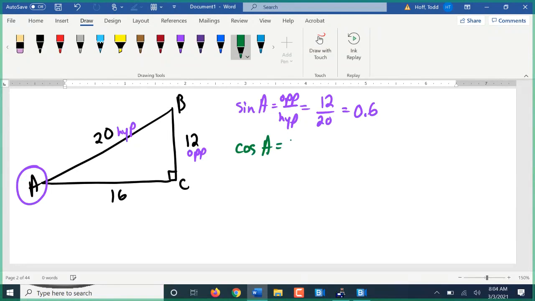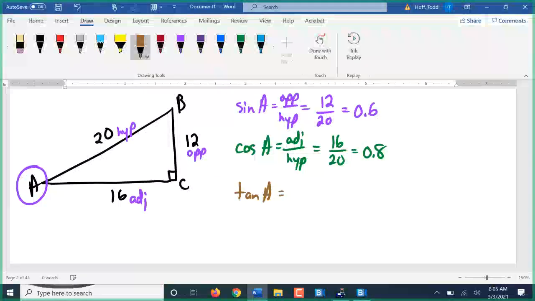Cosine is adjacent over hypotenuse. What is the adjacent side for angle A? 16, that's the adjacent side. 16 over 20, 0.8 is the cosine. Tangent next. Tangent of A is opposite over adjacent. Here, what would be the opposite side? 12, and adjacent 16. 12 over 16, or 0.75.